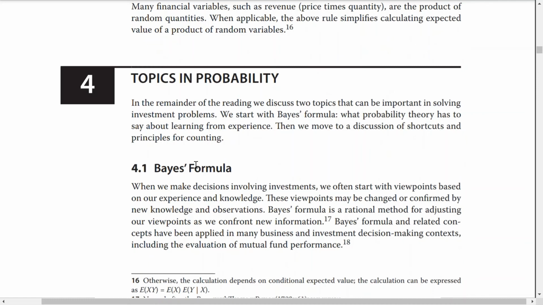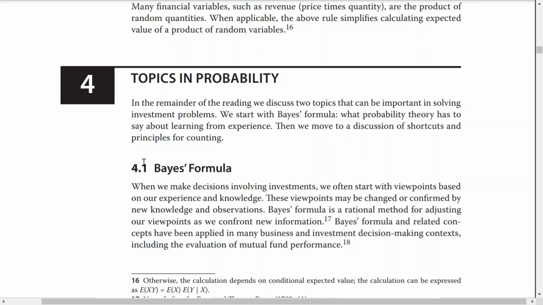Topics in probability. In the remainder of this reading, we discuss two topics that can be important in solving investment problems. We start with Bayes' formula for what probability theory has to say about learning from experience, and then we move to a discussion about shortcuts and principles for counting.